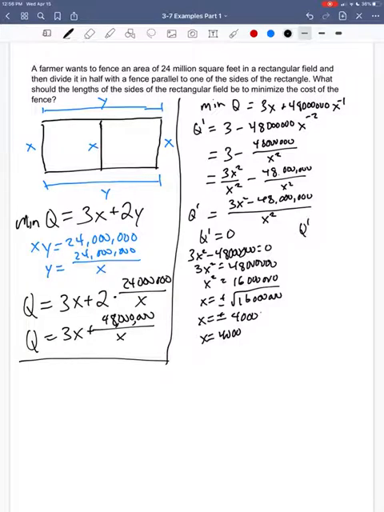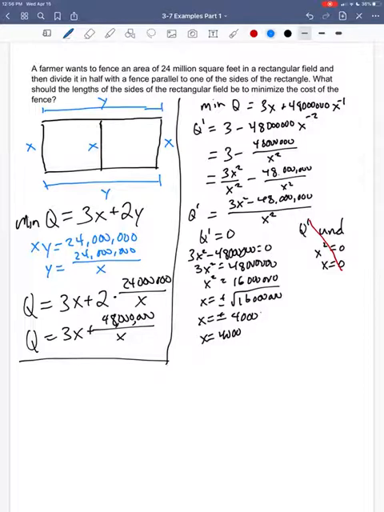I could also look to where Q prime is undefined. Again, since Q prime is a fraction, the only time a fraction is undefined is if the denominator is 0. So that would lead to a solution of x equals 0. The problem again, though, here is x is the length of the fence. I can't have a length 0. Also, when I would try to solve for y, it would be 24 million divided by x. 24 million divided by 0 would be undefined. I wouldn't have another side. So that can't be a solution. So this Q prime undefined is not really applicable. That's not going to affect us here.